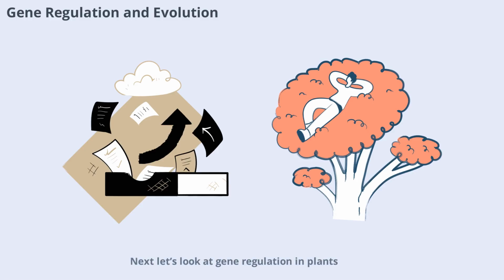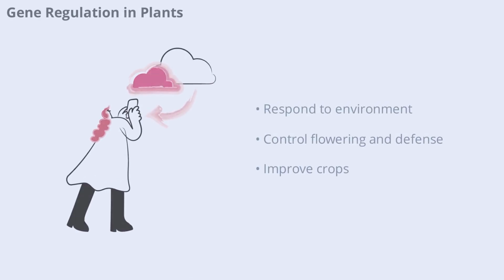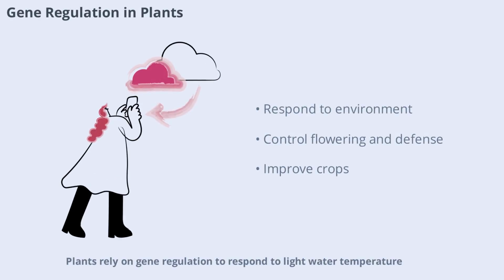Next, let's look at gene regulation in plants. Plants rely on gene regulation to respond to light, water, temperature, and pathogens. For example, genes controlling flowering are turned on by changes in day length. Plants also use gene regulation to defend against pests and adapt to stress. Understanding plant gene regulation helps improve crop yields and resilience.